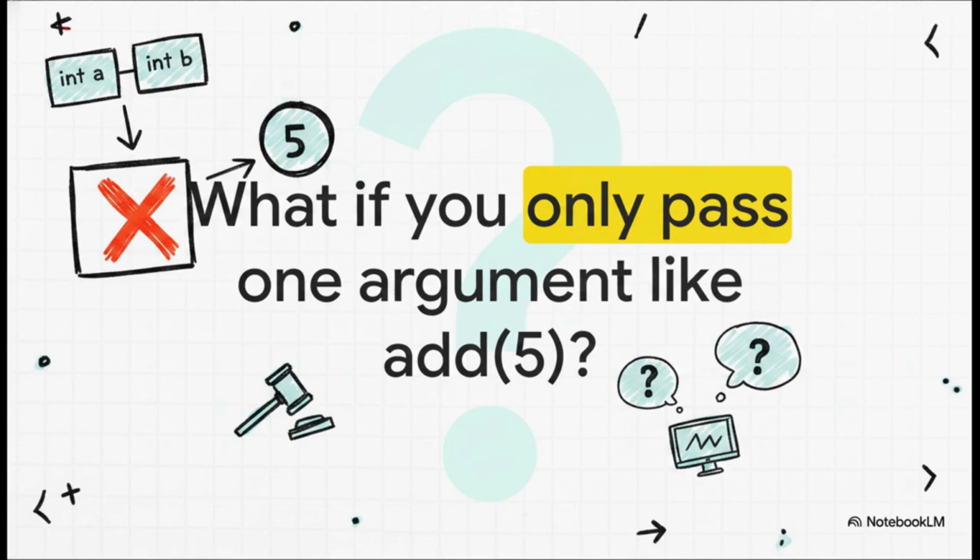Like, what if you just type add 5? Does the compiler automatically assign that 5 to a? Does it go to b? Or does the whole program just throw an error and crash? I highly encourage you to ponder this, drop your thoughts, or even better, go run it in your IDE. The answer reveals a whole lot about the strict syntax rules of C++.